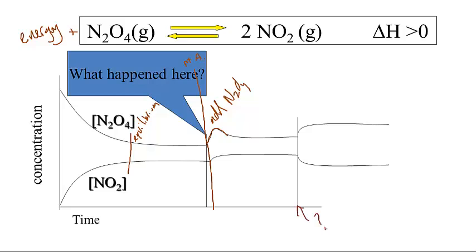Take away some energy. Okay, so let's see. This is N2O4, and this is NO2. So if delta H is greater than 0, we realize that energy is a reactant. So if energy goes down, which way is the reaction going to shift? It's going to shift left, which means my N2O4 is going to go up, my NO2 is going to go down, so that works. That means if you drop the temperature, this will work. There is one other way.